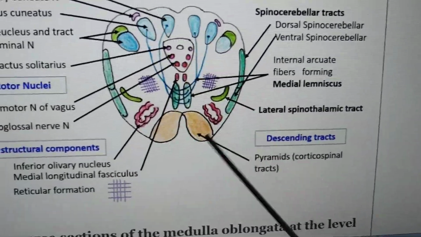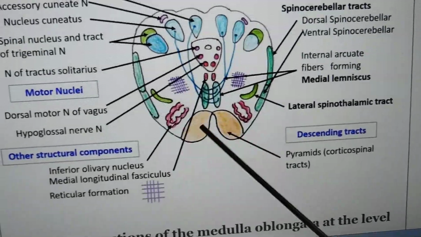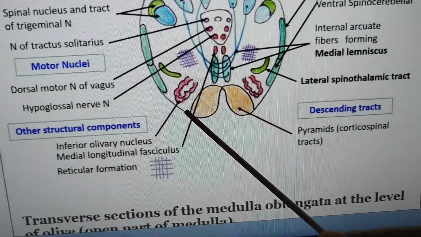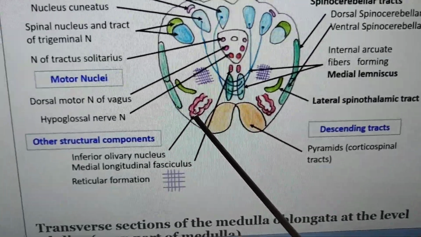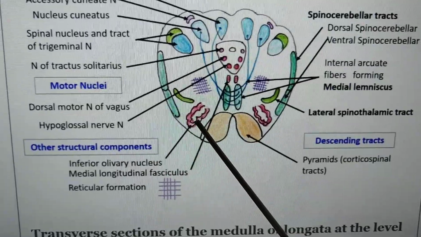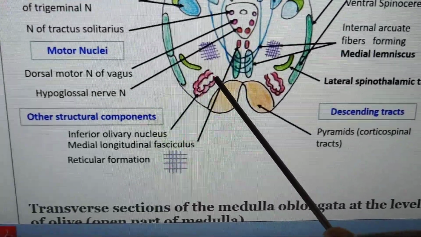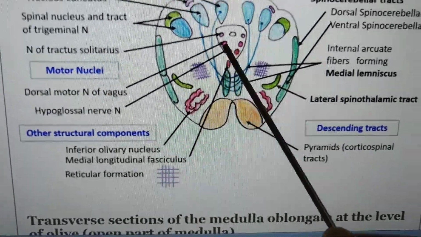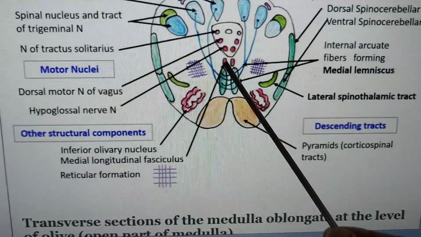Now the descending tract: you get the pyramid, or the corticospinal tract. Now we have other structural components. One is the inferior olivary nucleus. You get a part of the inferior olivary nucleus. Here you can see a crumpled bag appearance for the inferior olivary nucleus. Then another set of fibers you can see is the medial longitudinal fasciculus.